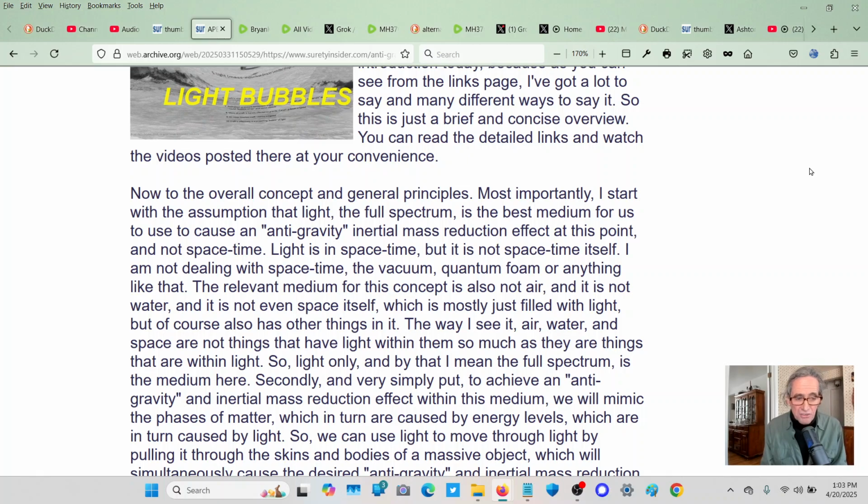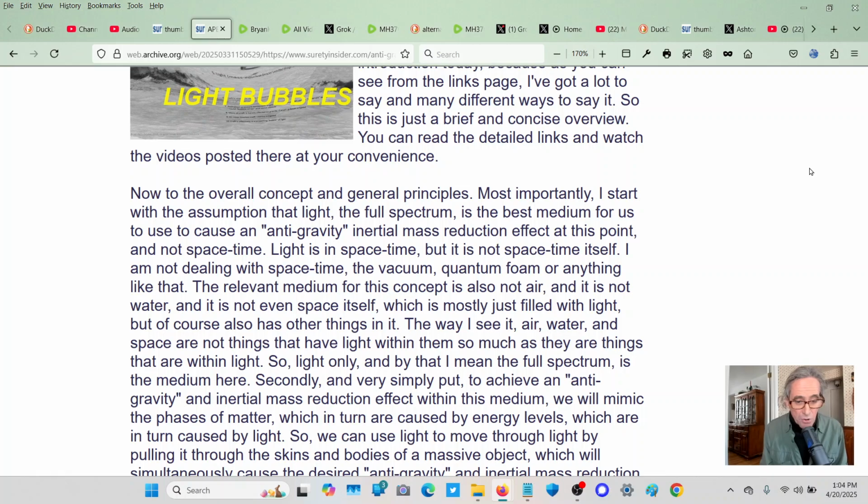Most importantly, I start with the assumption that light, the full spectrum, is the best medium for us to use to cause an anti-gravity inertial mass reduction effect at this point, and not space-time. Light is in space-time, but it is not space-time itself. I am not dealing with space-time, the vacuum, quantum foam, or anything like that. The relevant medium for this concept is also not air, and it is not water, and it is not even space itself, which is mostly just filled with light, but of course has other things in it. The way I see it, air, water, and space are not things that have light within them, so much as they are things that are within light. So, light only, and by that I mean the full spectrum is the medium here.